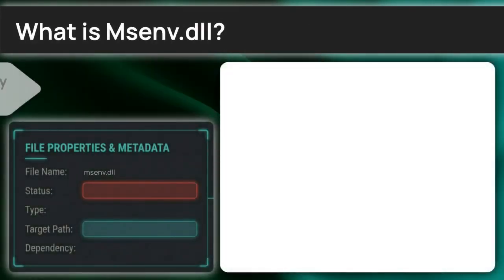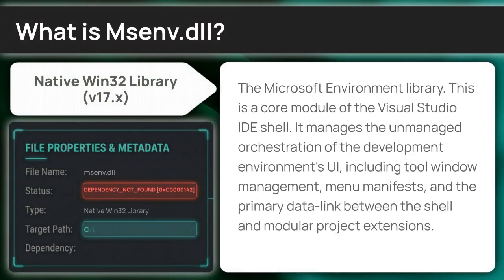This is the Msenv Library, the Microsoft Environment Library. This is a core module of the Visual Studio IDE shell. It manages the unmanaged orchestration of the development environment's UI, including tool window management, menu manifests, and the primary data link between the shell and modular project extensions.